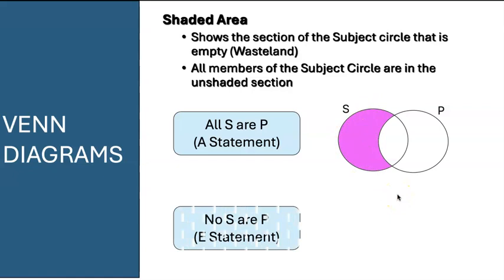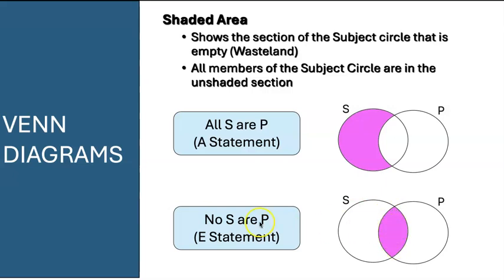Right? And the other one, for no S are P, we know that there's no overlap. So if no members of the subject category are members of the predicate category, that means there's no overlap between the two. So we can shade the overlap to show that it is empty. Right? So the shading only applies to our universal statements. A statement or E statement.